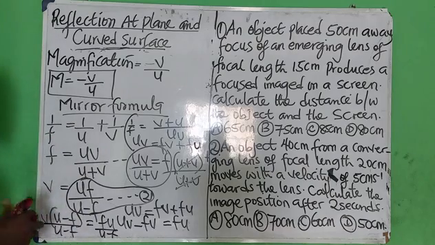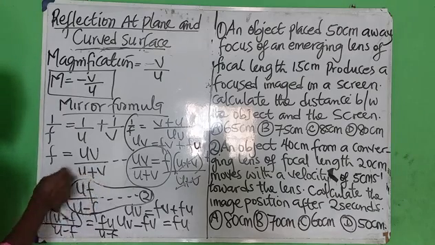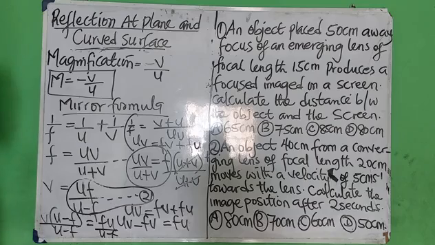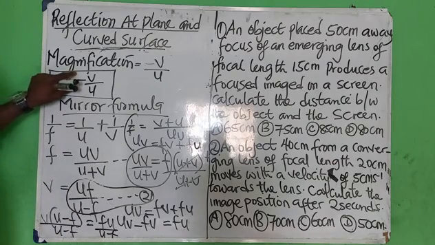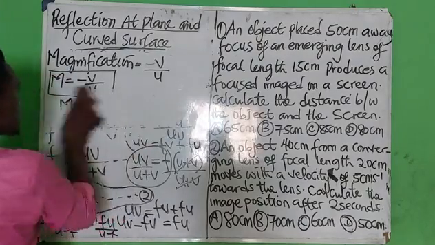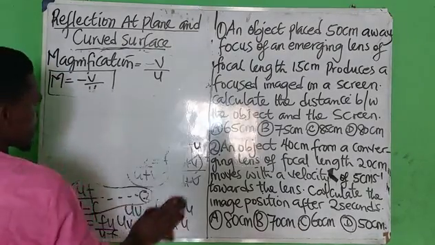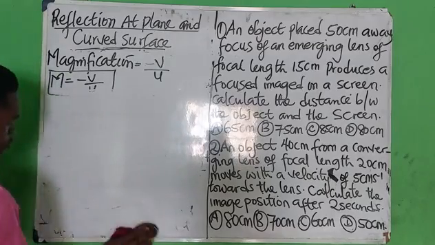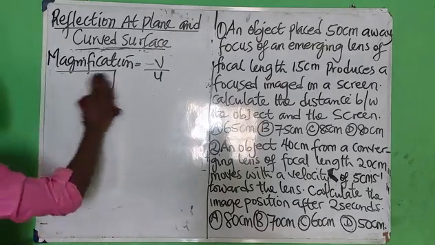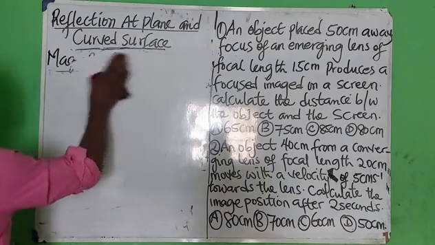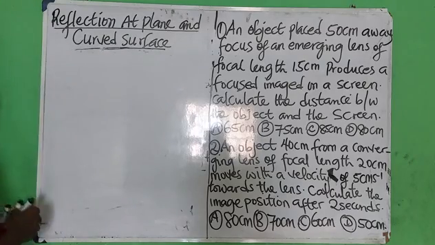In case you are asked to look for f, just use this simple formula. Then if you are asked to look for v, you use uf over u minus what? v. Take note of that. This is the mirror formula, and this is the formula for what? Magnification. Now please take note of what I'm about to say.